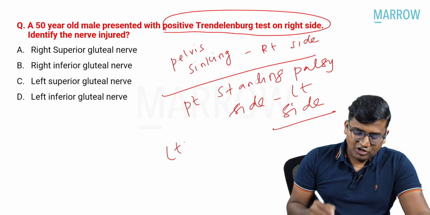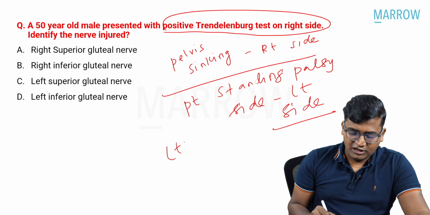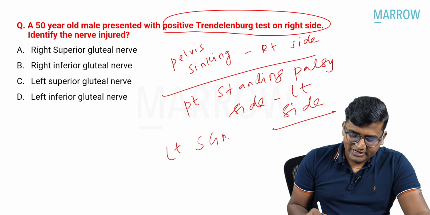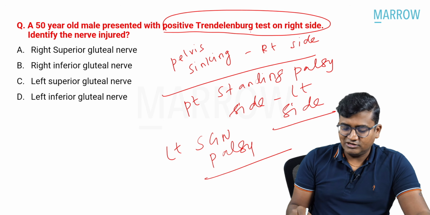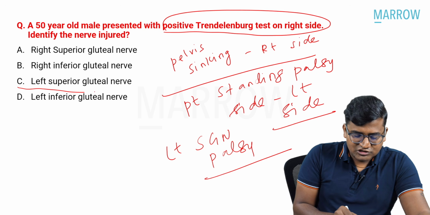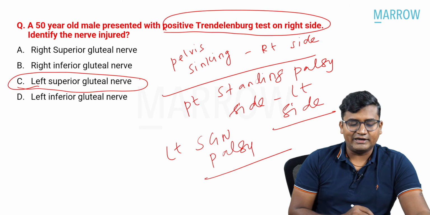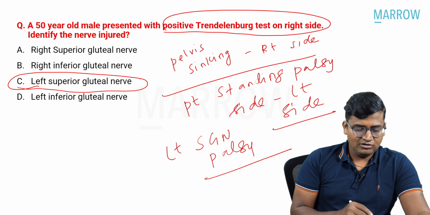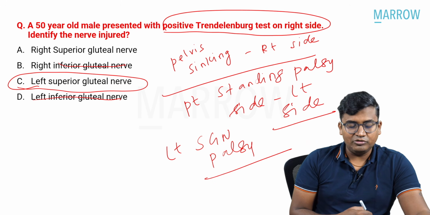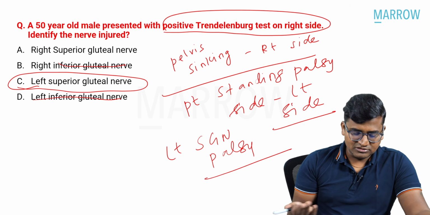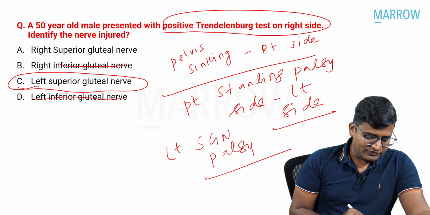So left side gluteus medius muscle and minimus muscle are not working. So left side superior gluteal nerve palsy. Positive Trendelenburg sign on the right side means left side superior gluteal nerve is not working. That is the nerve affected, not the inferior gluteal nerve. Inferior gluteal nerve you can easily remove. You may get confusion about right and left, superior gluteal nerve only. So the answer is left superior gluteal nerve is affected.